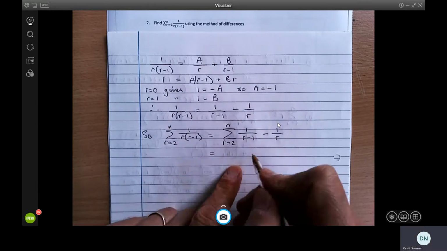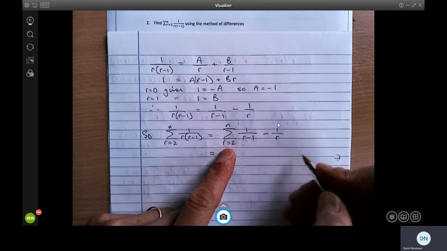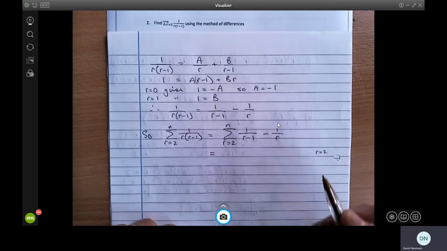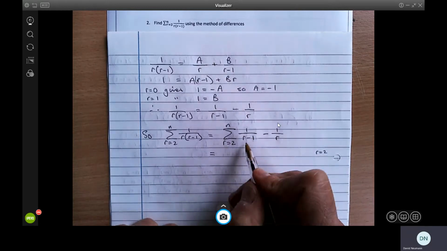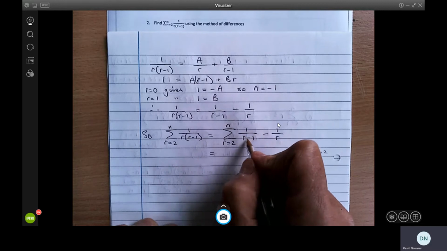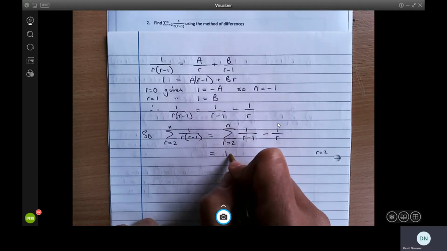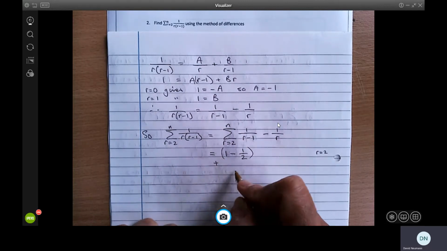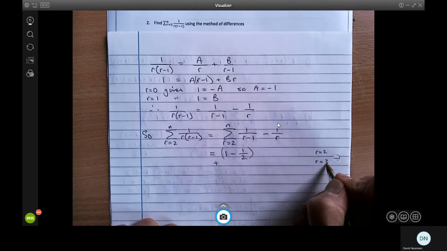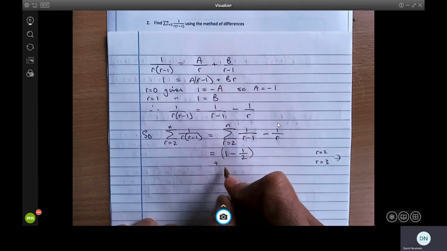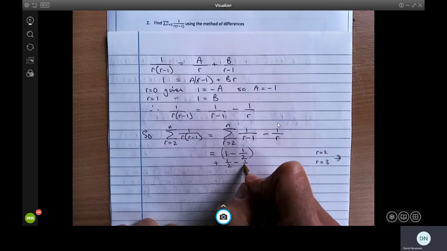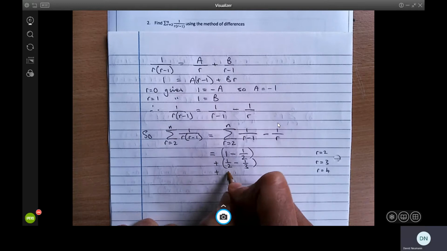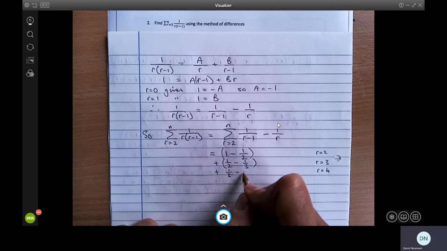So that's equal to, well, let's start off with r equals 2, not r equals 1. I find it quite helpful sometimes just to write what value of r I've got there. So r equals 2, we're going to put in here, this is going to be 1 over 2 minus 1 is 1, so it's going to be 1 minus a half. That's our first term, plus, put r equals 3 in, that's going to be a half minus a third, plus, put r equals 4 in, we're going to get a third minus a quarter.